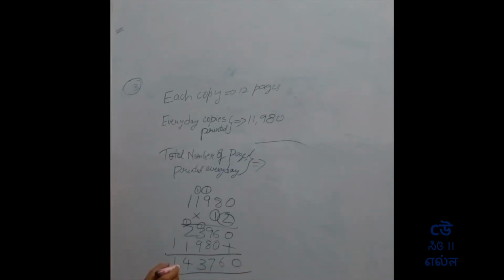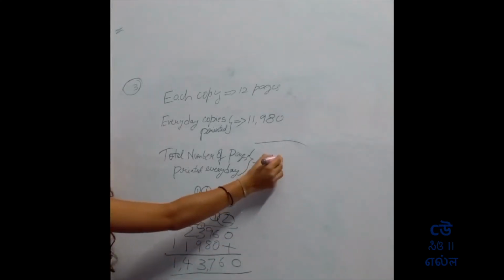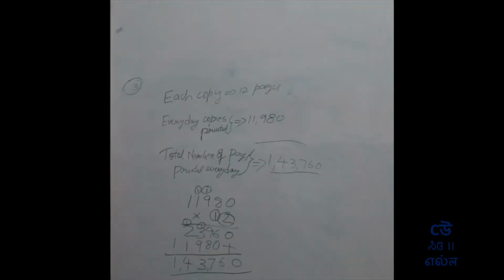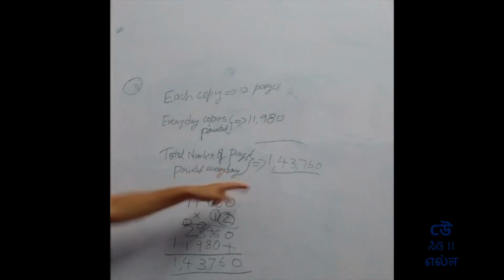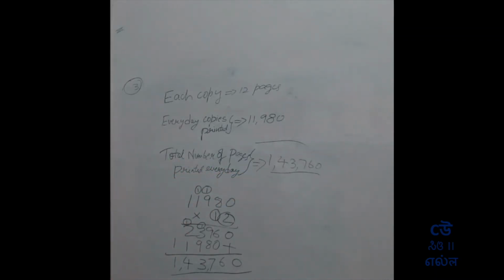What is the answer, children? 1,43,760. This is the total number of pages printed every day. Okay. 1,43,760 pages were printed every day. Okay. Understood, children, how to do it?